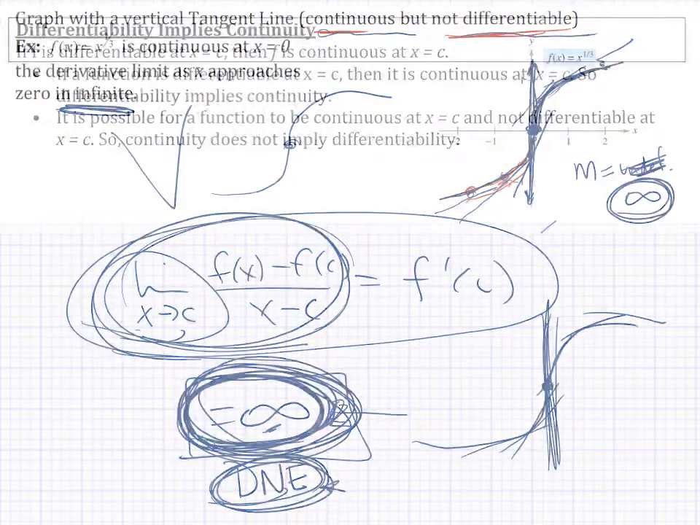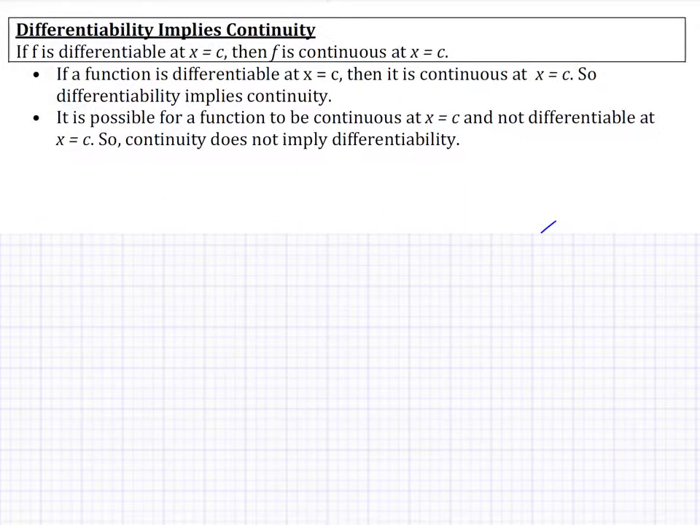So what's the relationship between differentiability and continuity? Well, here's another if-then statement. If f is differentiable, then it must be continuous. But be careful how you read that. It's an if-then statement. If it's differentiable, then it's continuous. You cannot say that if it's continuous, then it's differentiable. You can't read this the opposite way.